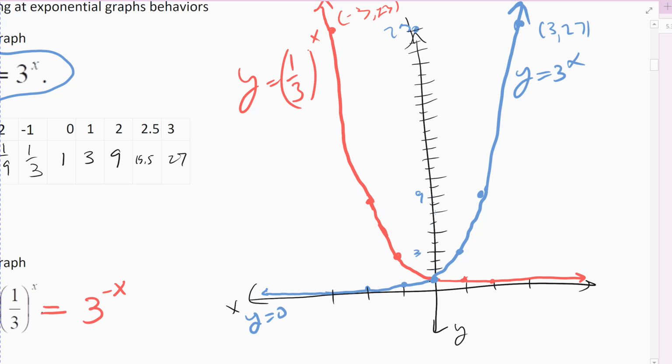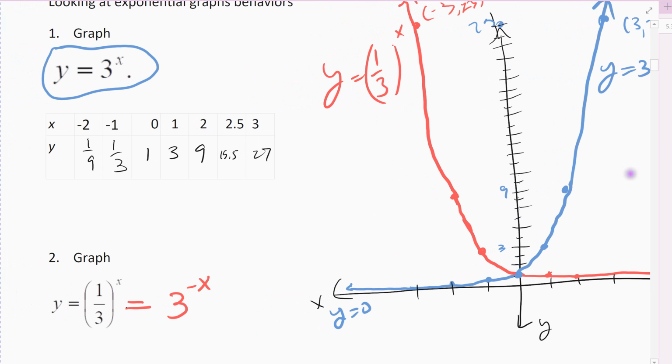The green one, though, is coming down and approaching 0. The bigger I get, the closer to 0 I get. The blue one is doing the exact opposite. It's growing exponentially. And if you look at the numbers, that's what's happening, right? These are going up by bigger and bigger values.